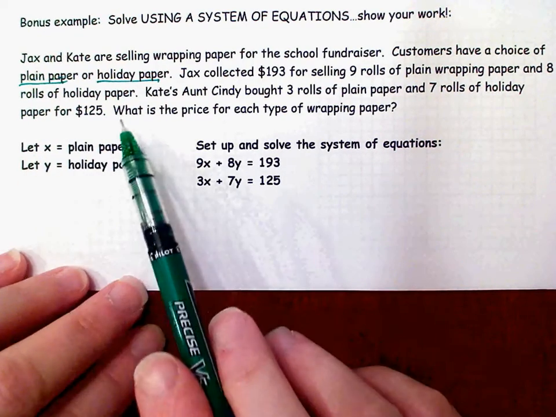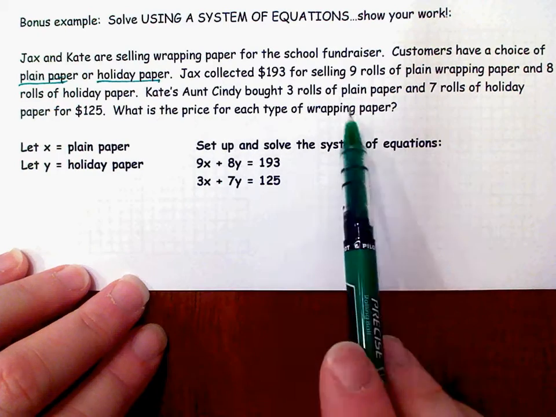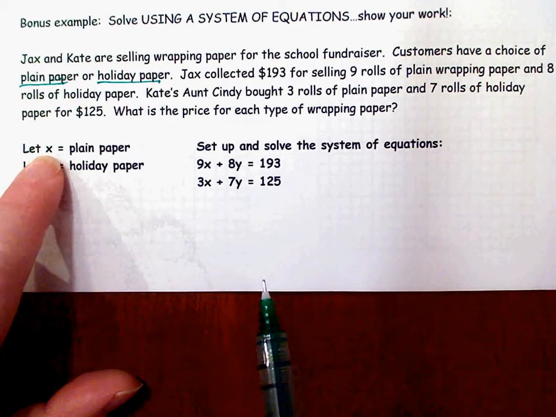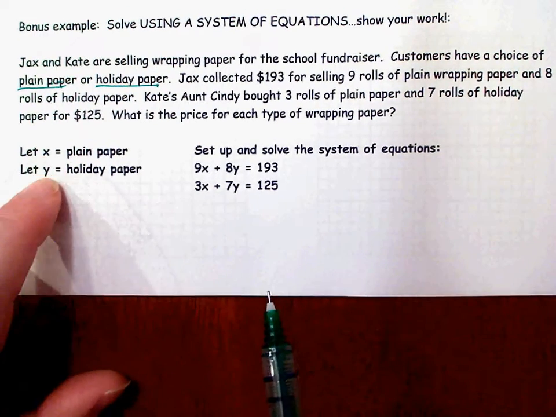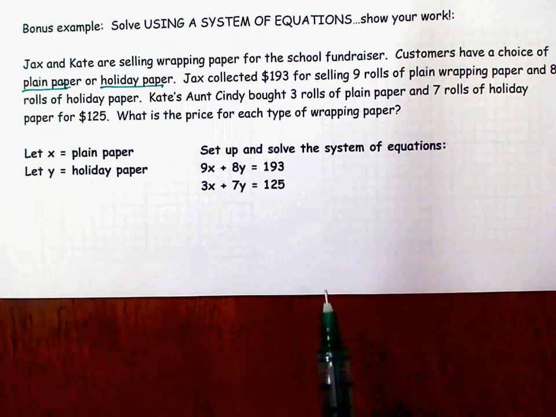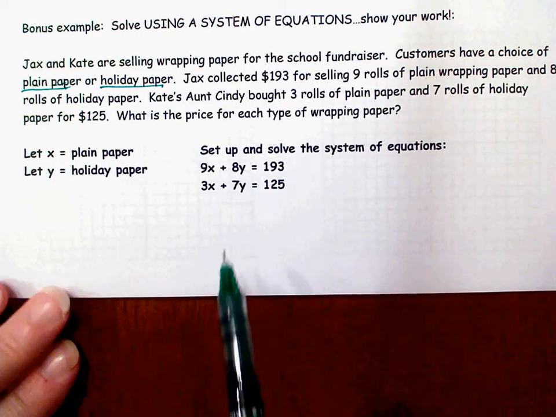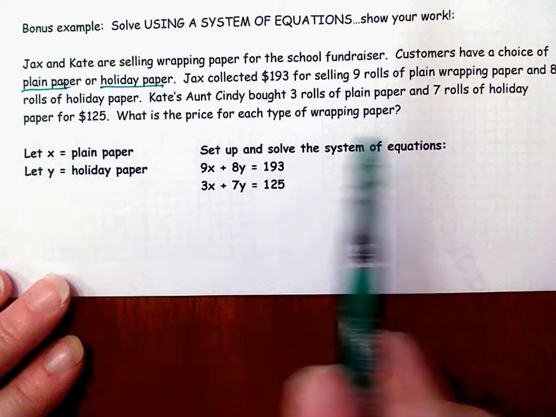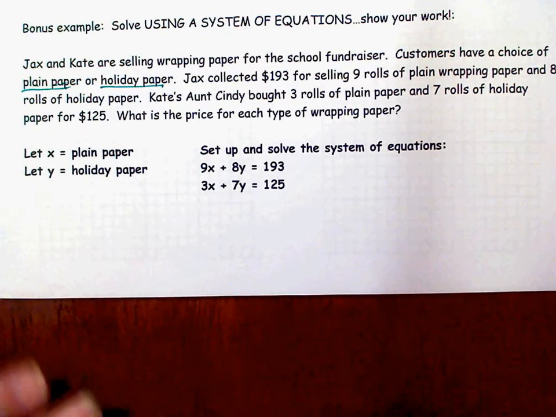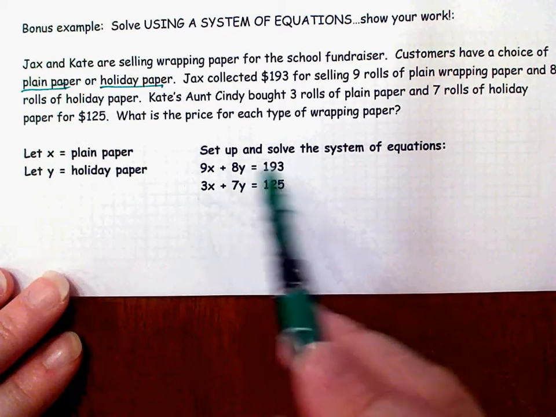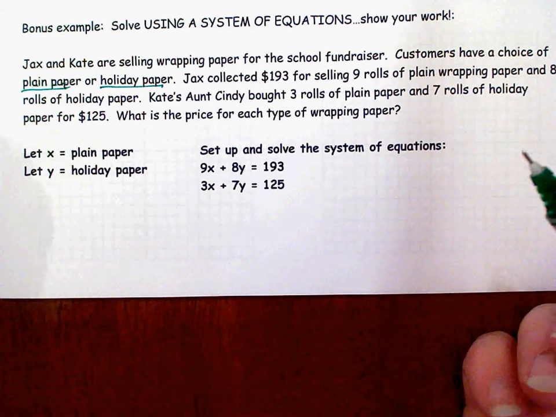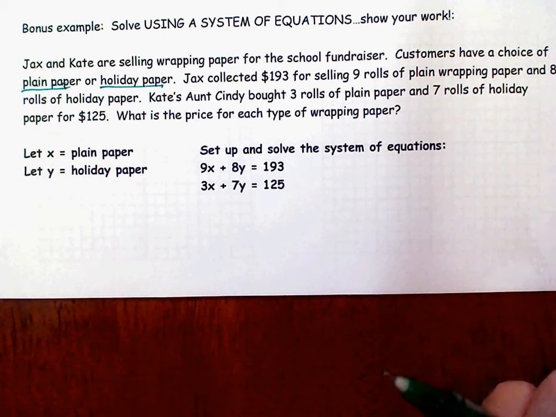Now our job is to find the price for each type of wrapping paper. So how much is 1 roll of plain paper, how much is 1 roll of holiday paper. So by solving for x and y, that's what we're finding out. So again, this in bold won't be on your test. You'll have to come up with that on your own. But this is a system of equations just like all the other ones. You get to determine which method you're going to use.